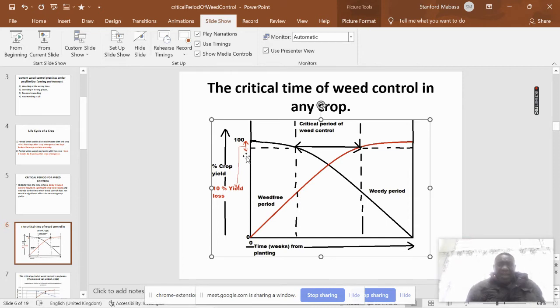Another manager may say probably 10% is too much, maybe 5%. So we can have another line which is above this original one. And it may depend on how the manager looks at the situation. But this graph could be used as a guide on when to remove the weeds in order to avoid yield reduction due to the presence of weeds.